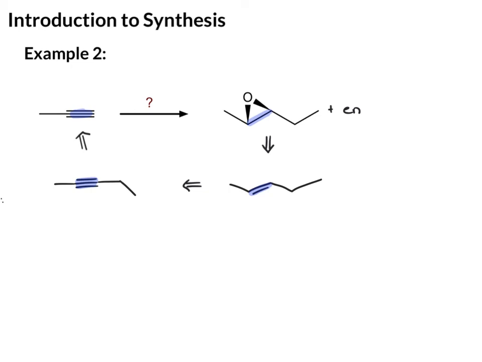So now we have our strategy. Let's write this out in the forward direction. We'll start with our terminal alkyne, add a base. This time I'm going to use sodium hydride, something different. That's sodium plus and H minus as the base. And then follow that by, we need 2 carbons. So to add 2 carbons, I'll add ethyl bromide.